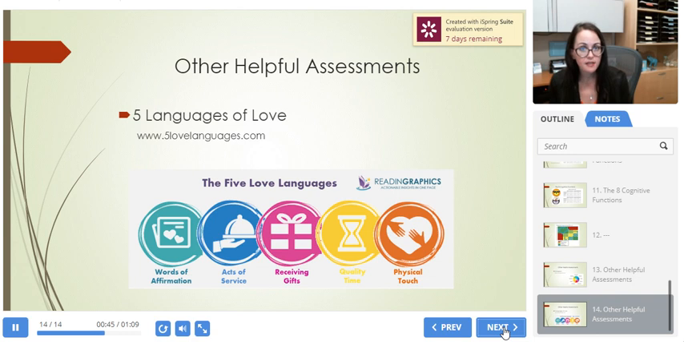When it comes to personality types, there are some commonalities between the languages of love and personality types. That's not always the case. They won't always be the same, but there are some tendencies.